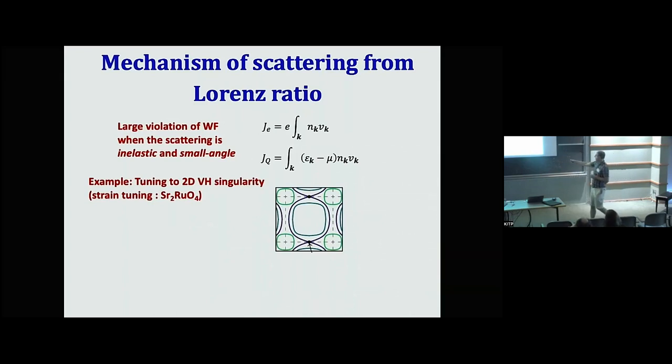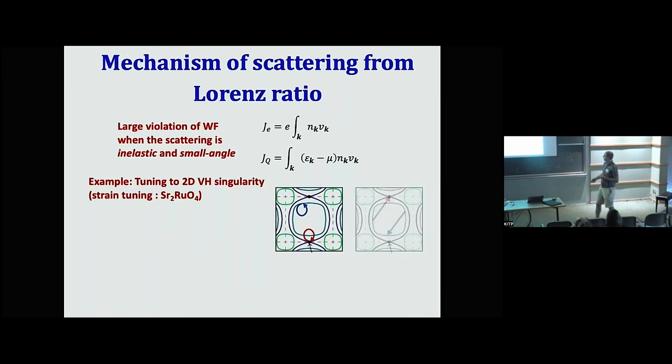There's a log singularity in the density of states, and it turns out that just by virtue of this singularity in the density of states, you enhance very much the scattering of electrons everywhere on the Fermi surface off electrons close to this Van Hove singularity. So an electron anywhere on the Fermi surface can scatter off an electron close to the Van Hove singularity. Now, this process is inelastic, but it involves a very small momentum transfer. So indeed, it contributes a lot to relaxation of the thermal current, but not so much to relaxation of the electrical current.